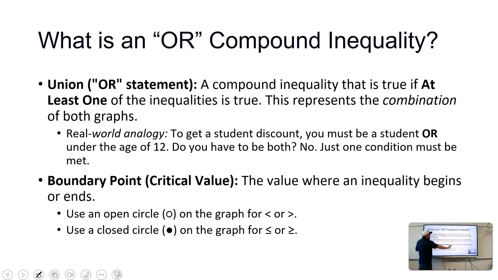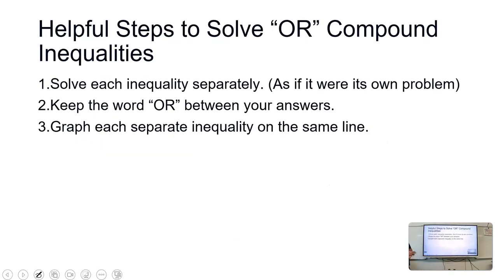And then we need to know a lot about our boundary points. These are our critical values. This is the value where an inequality begins or ends. And we're going to be using open circles if we're using a less than or a greater than symbol. Or we're going to be using closed circles if you have a less than or equal to, or a greater than or equal to. So let's look at a few steps that you'll need to follow.